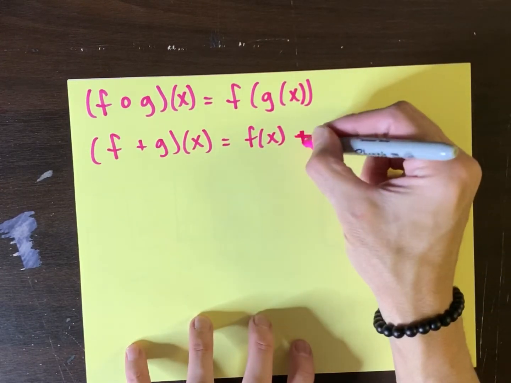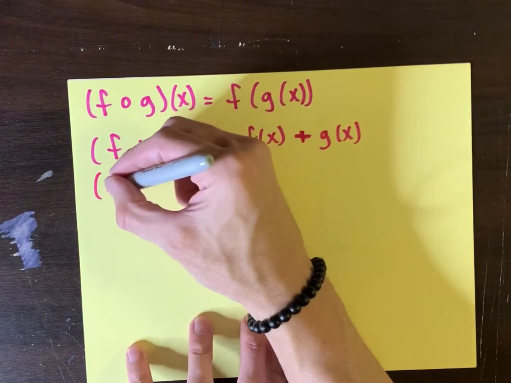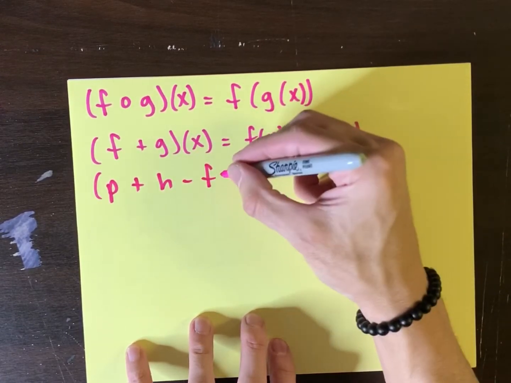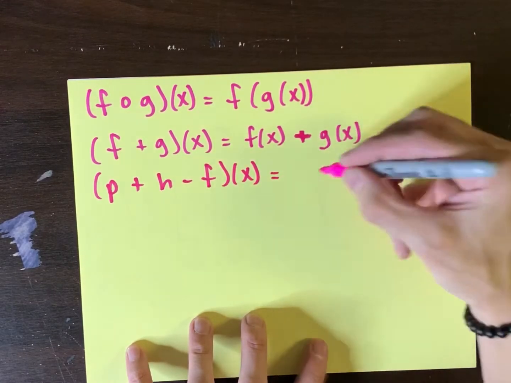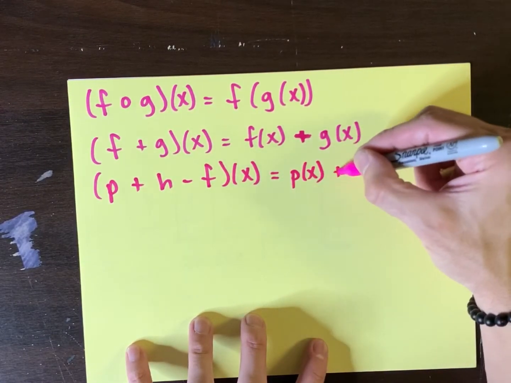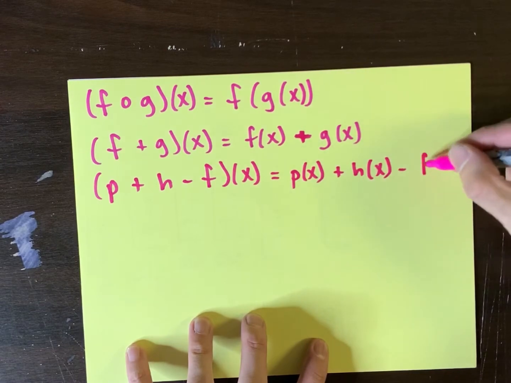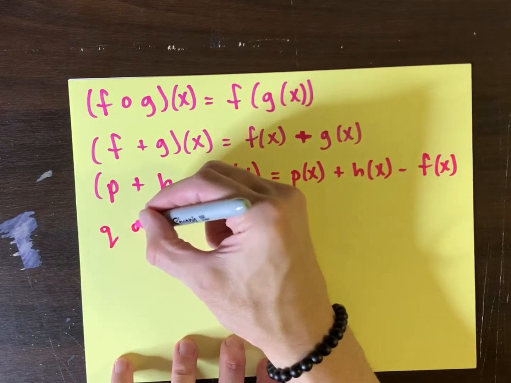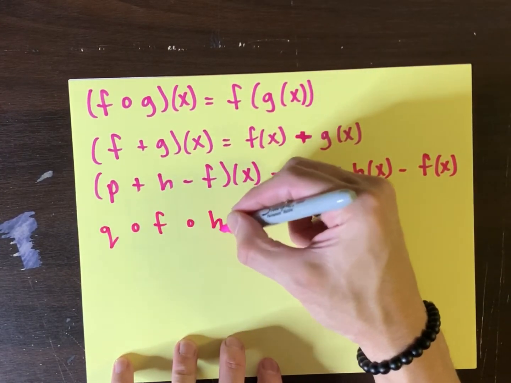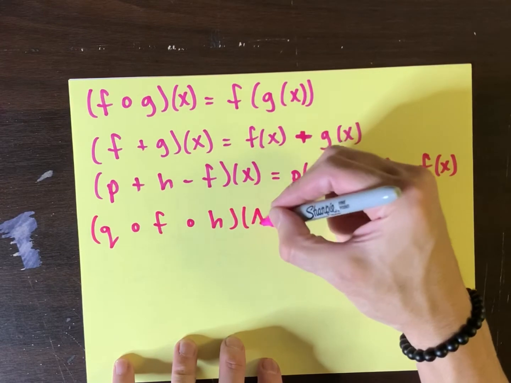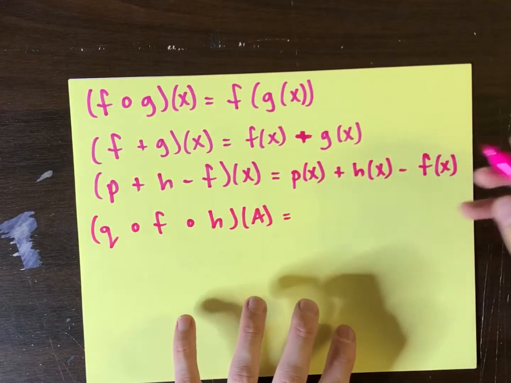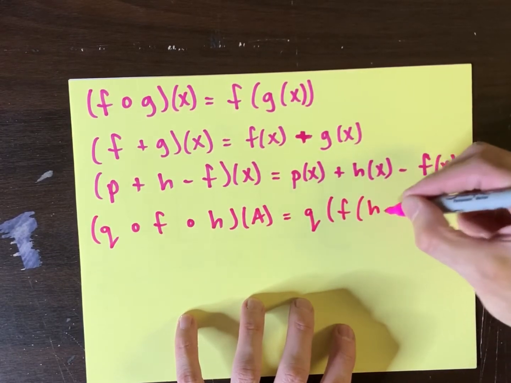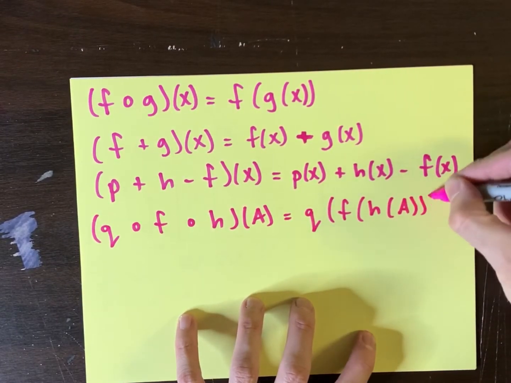What about something like this? Let's say (p+h-f)(x). This can be expanded to become p(x) + h(x) - f(x). One more and then we'll get started. What about something like q composed with f composed with h at, let's say, a? So this can become q(f(h(a))), and then we close three doors.